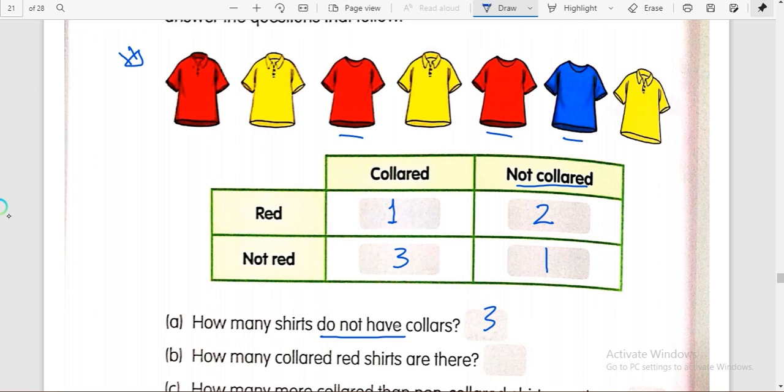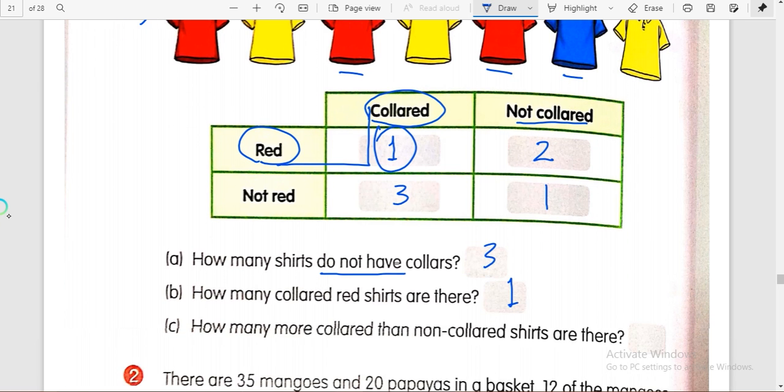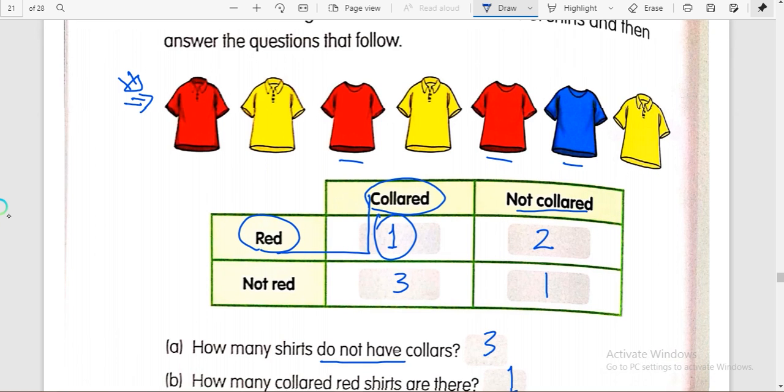How many colored red shirts are there? Colored and red. So, what is this number? It's 1. We needn't look at the figure because the Carroll diagram helps us to handle the data without looking at the figure.